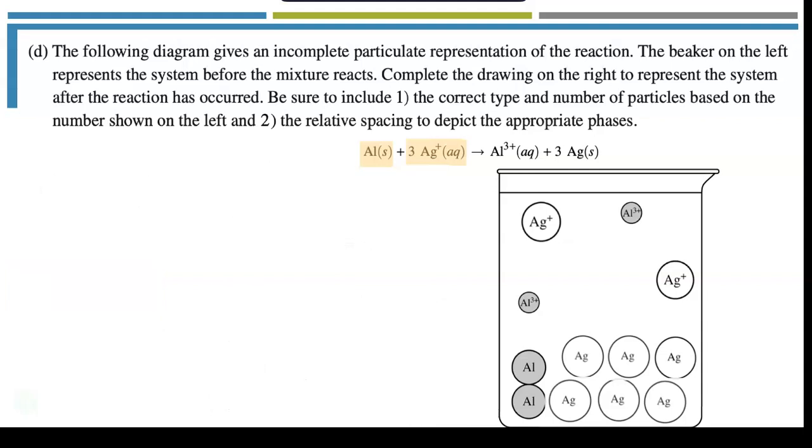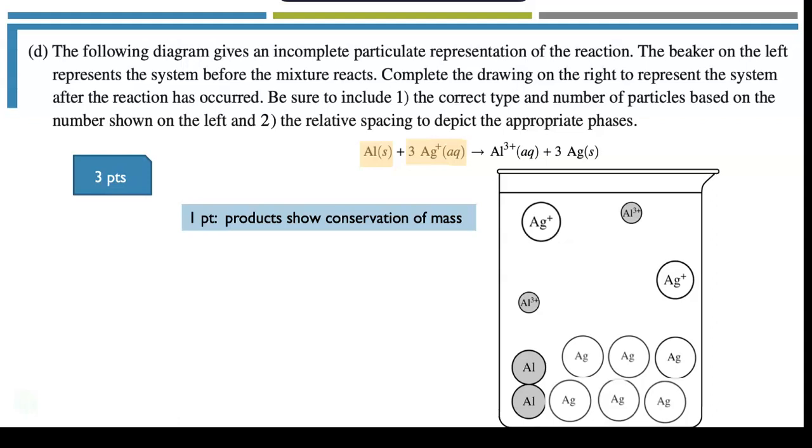How was this question scored? It was scored out of a total of 3 points. To earn the first point, you needed to show conservation of mass. We had 4 aluminum atoms originally, and now I have 4 aluminum species present: 2 aluminum atoms, 2 aluminum ions. I started with 8 silver ions in solution. I still need to have 8 atoms or ions of silver in my solution, and I do.